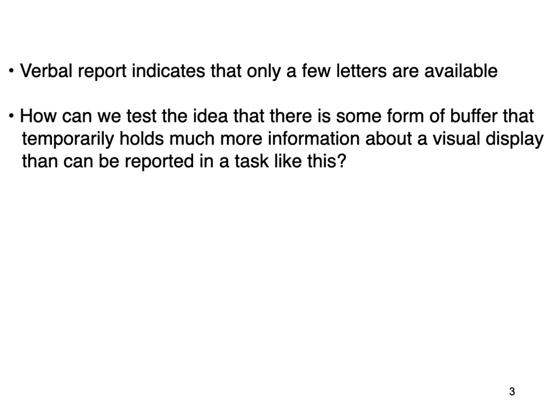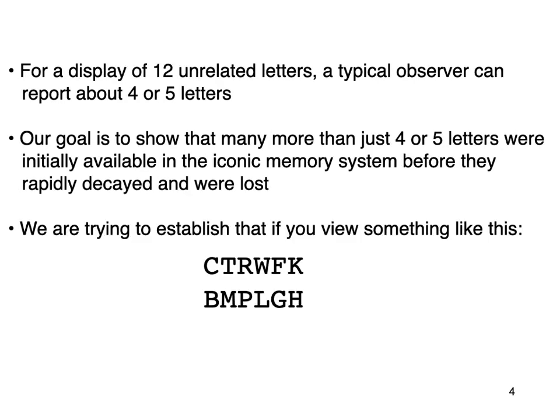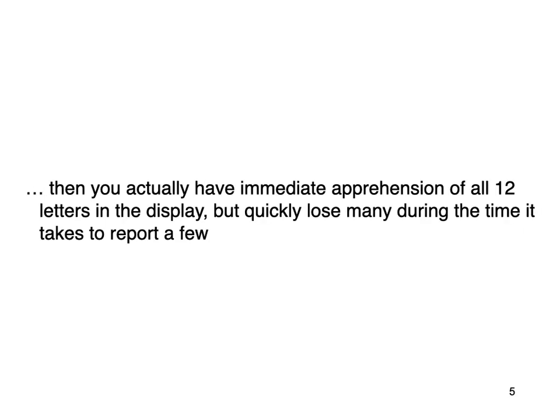So how can we test the idea that there's some form of buffer, iconic memory in this case, that temporarily holds much more information about the visual display than can be reported in a task like this one? Imagine I show you 12 letters, but in 2 rows of 6 in this case. We want to show that many more than just 4 or 5 letters were registered in iconic memory. In fact, the claim is that you may have actually apprehended all 12, but you quickly lose them so that you're left with 4 or 5.